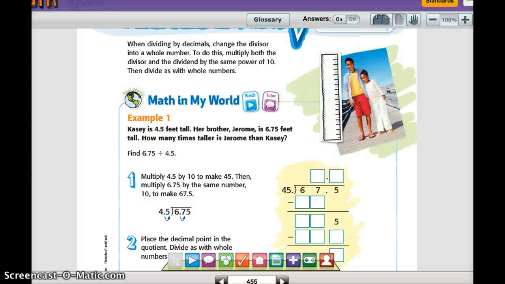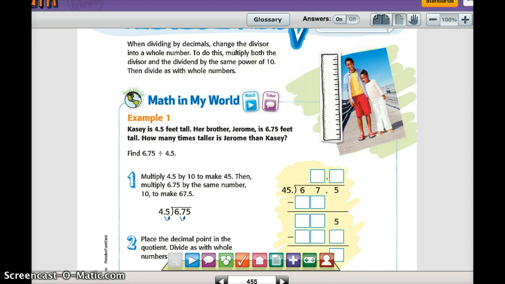Alright, so let's look at this problem in our book. I'm on page 455, and it gives a good little summary up here. It says when you're dividing decimals by decimals, you have to change the divisor into a whole number. So to do this, you have to multiply both the divisor and the dividend by the same power of 10. So you can't just multiply one by 10 and the other by 100. It has to be the same power of 10. And then you can divide them as whole numbers.